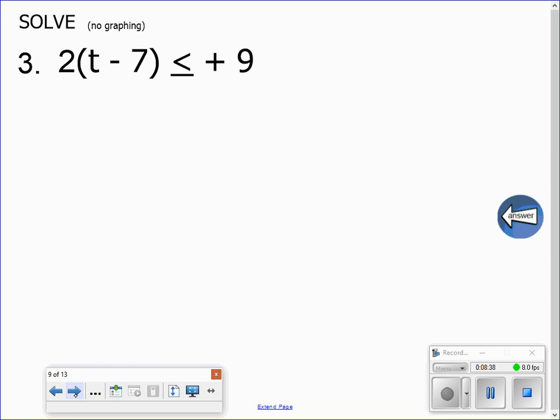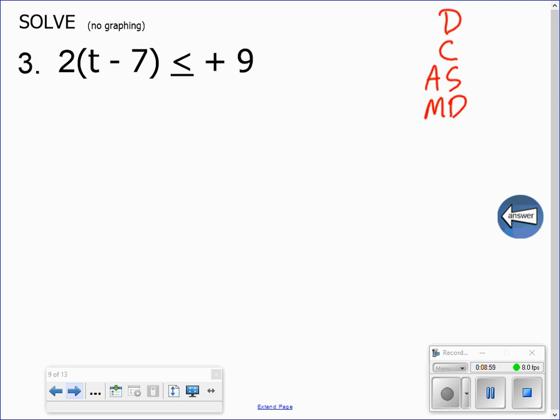Alright, so on this one we don't have to graph because it says no graphing. But we're still going to solve it. So remember our steps for solving: distribute, combine like terms if necessary, add and subtract to get the variables on the same side, multiply and divide to isolate the variable to get it by itself.